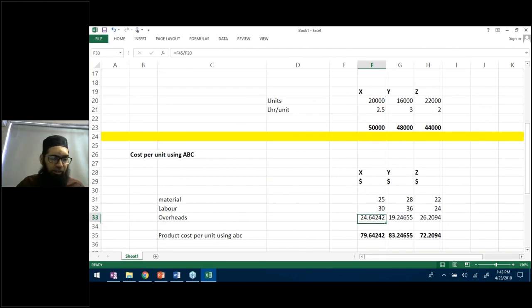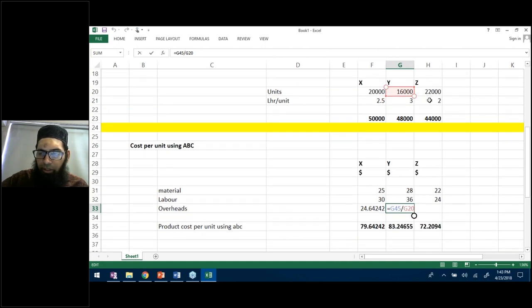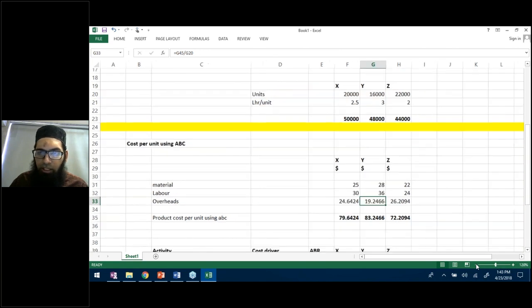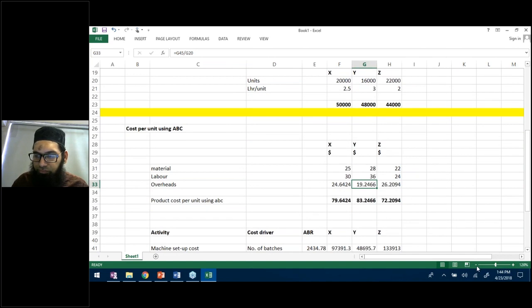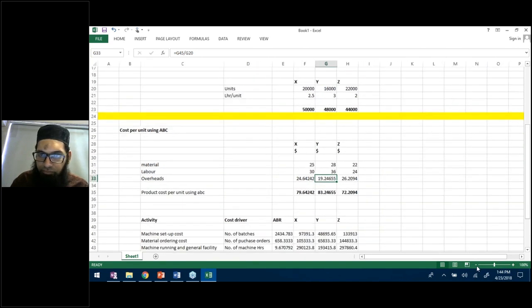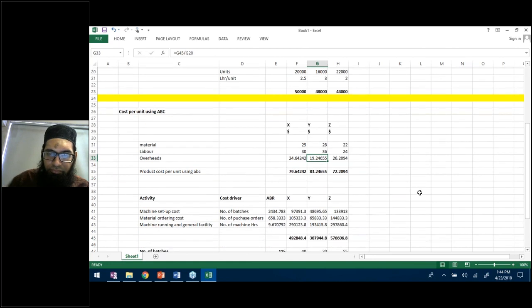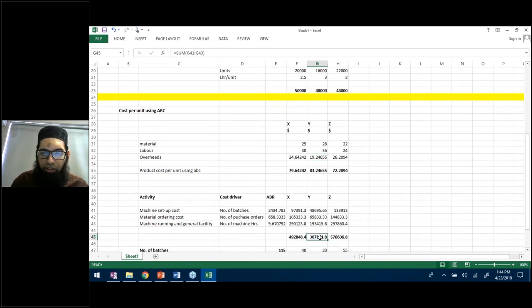The calculation is the same for product Y. If I can squeeze a little bit for you so that you can easily view both the values. So you see over here it is the total overheads for product Y, and over here I have used the number of units. So you can see the calculation as total overheads divided by the number of units.